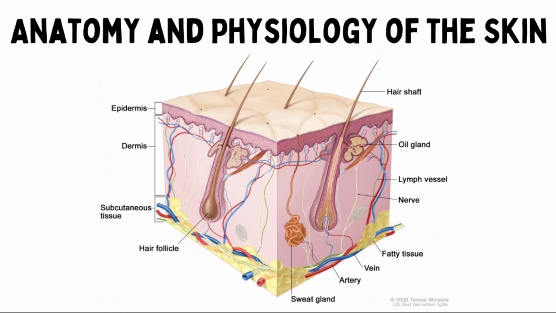The skin has accessory organs such as hair. The hair follicle is in the dermis. There are also sebaceous and sudoriferous glands and nails.